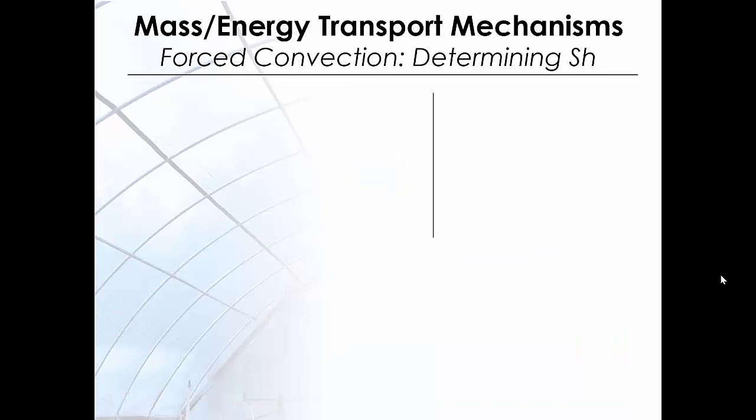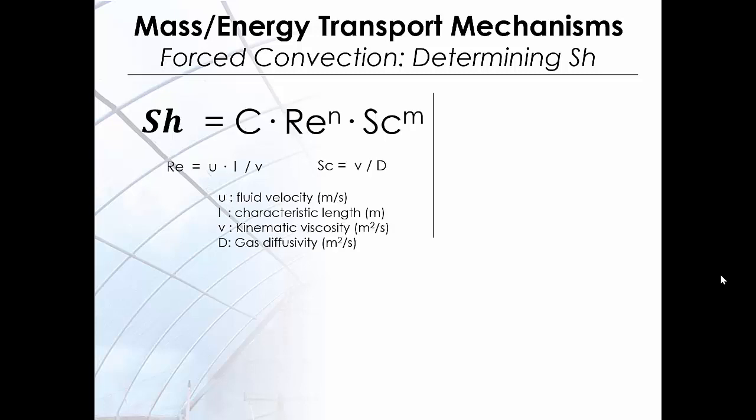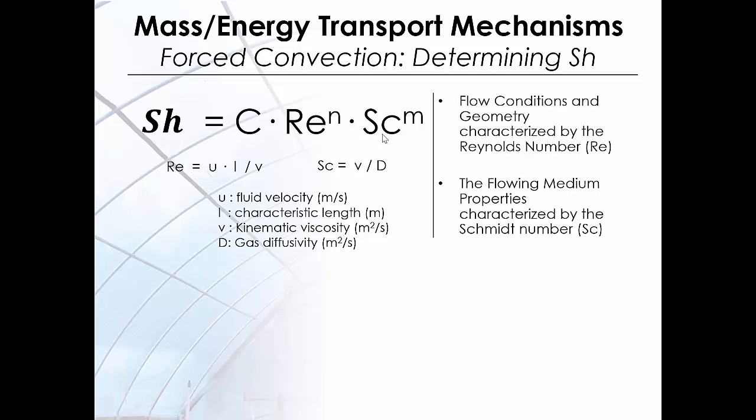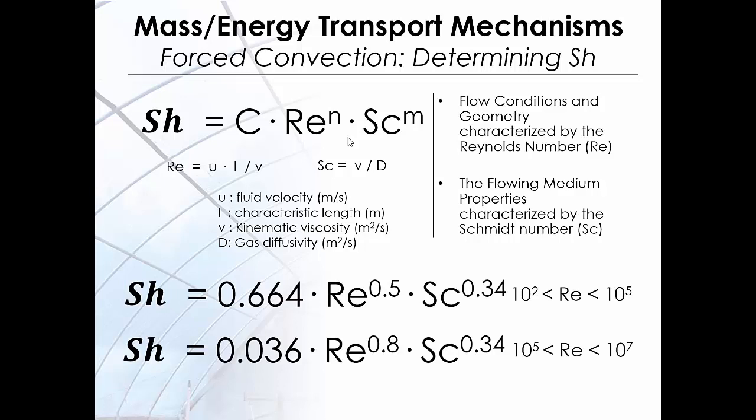Using a similar approach, the Sherwood number is also determined using an analogous equation, for instance this equation, where Sh is the Sherwood number and Sc is the Schmidt number. The Schmidt number also characterizes the flowing medium properties. The values of C, N, and M in the Sherwood equation are all the same as those explained in the Nusselt number equation in the previous slides. For different ranges of Reynolds numbers, we can use different forms of Sherwood equations, as you can see here on the slide.